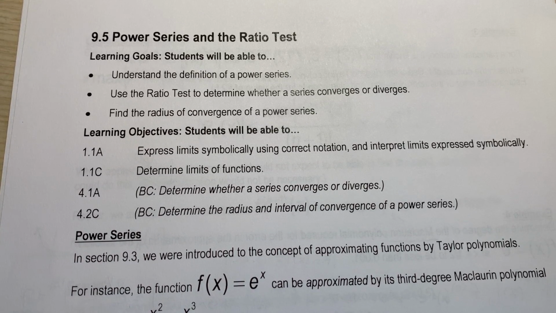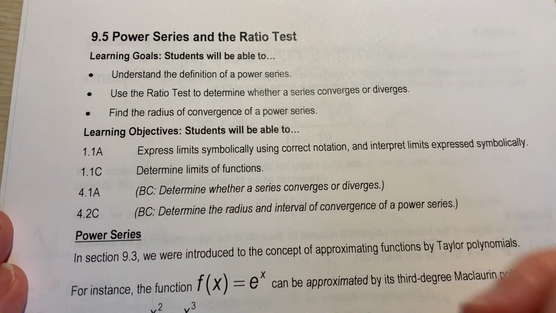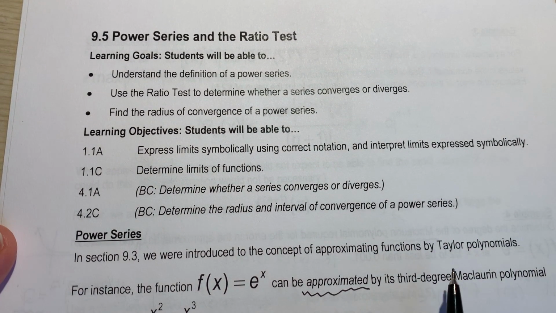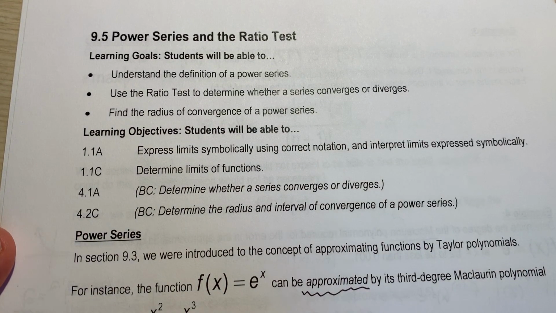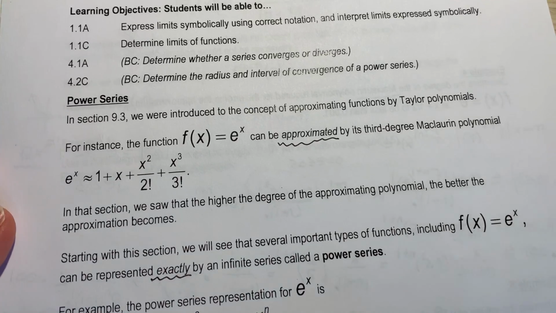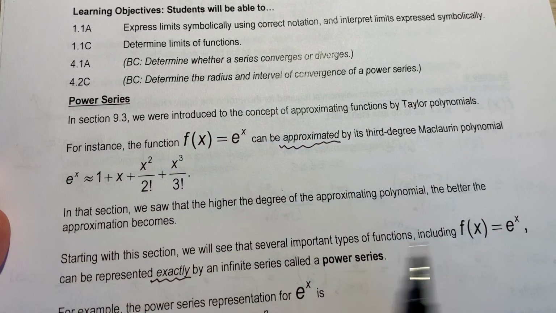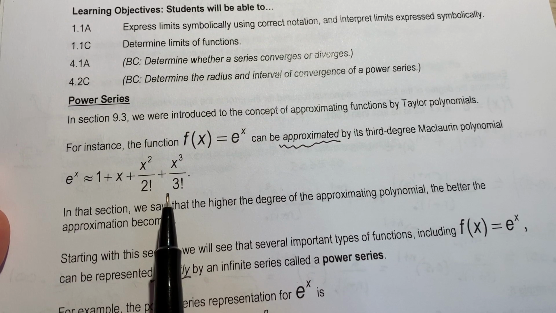Before I do that, I just wanted to quickly look at the notes and let you know some things that I added. First of all, here I underlined approximated. A Taylor polynomial is an approximation, whereas a series exactly represents the function. So there's no error between a series and the actual function. A Taylor polynomial is an approximation.